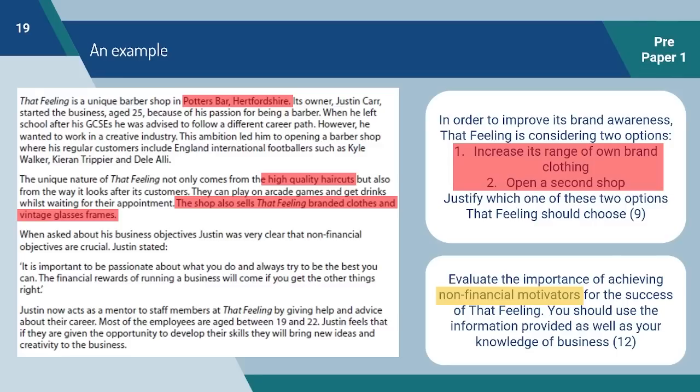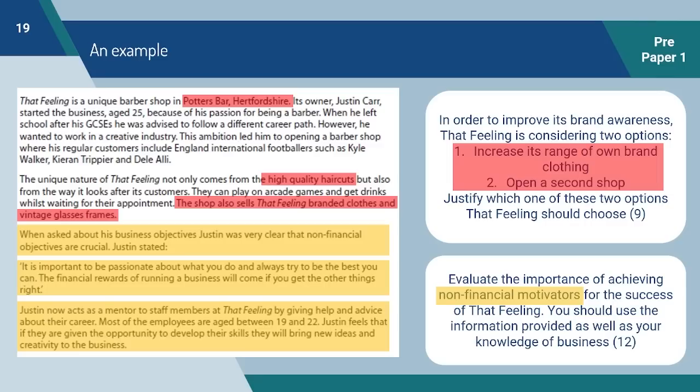For the second question, which was the 12 marker, to be honest, the entire bottom section is all about non-financial motivators. The point, though, is when we come to do the 12 marker, we can just look at that part of the case study. We don't need to look at the first bit, which is quite helpful in terms of just narrowing things down.